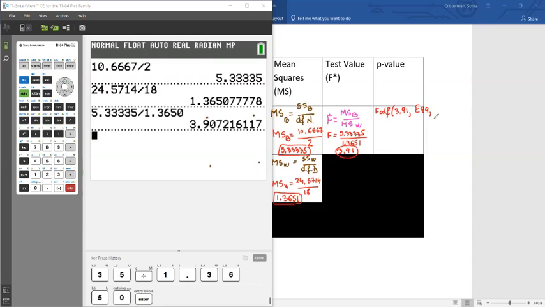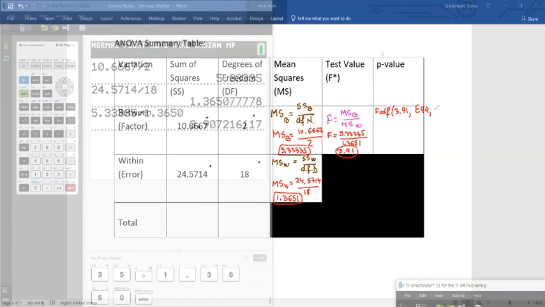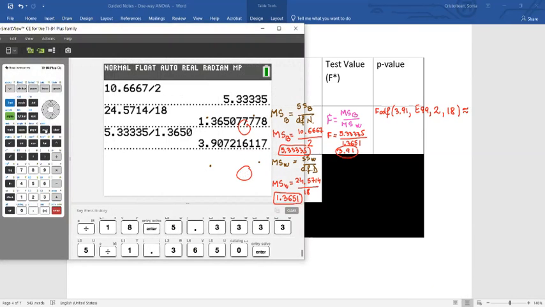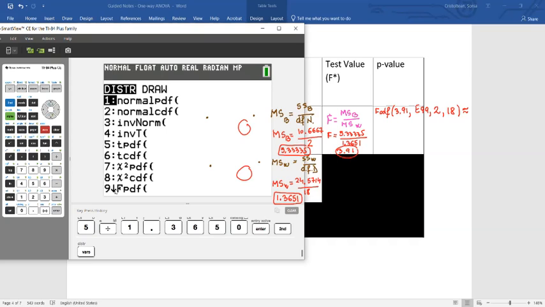will simply plug in the 2 degrees of freedom. The first one is the numerator, which is 2. The second one is the denominator, which is 18. So let's do that using the calculator. Go to distributions, and let's take a look for FCDF.